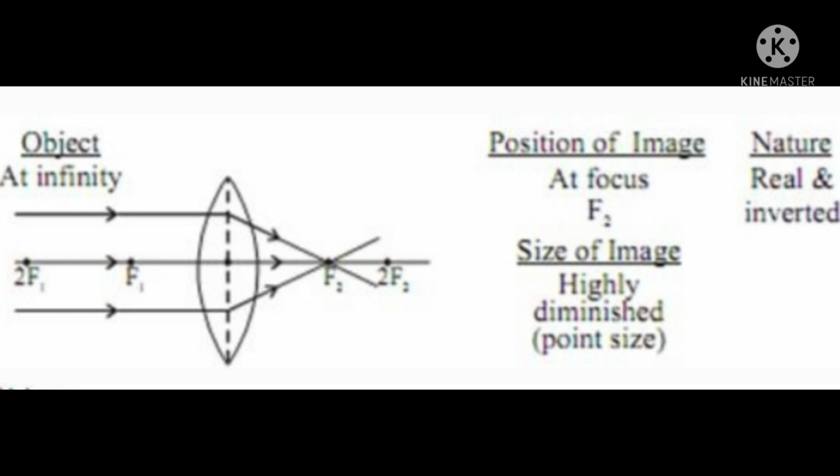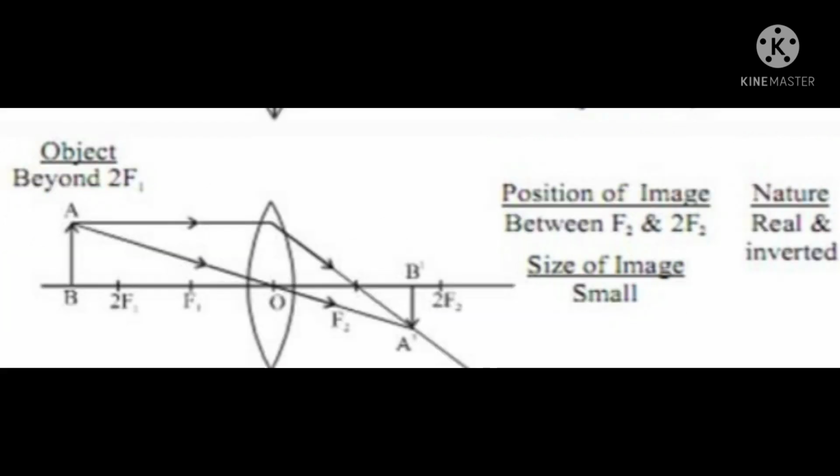Now for the second, object beyond 2f1 to f1, looking at this figure, placing it between, beyond 2f1, where do we get the position of the image? Between f2 and 2f2. Just look at the figure here. Here in between we get the image, and the image is highly diminished. Diminished, small, the image is diminished. Clear? And the nature of the image is real and inverted.